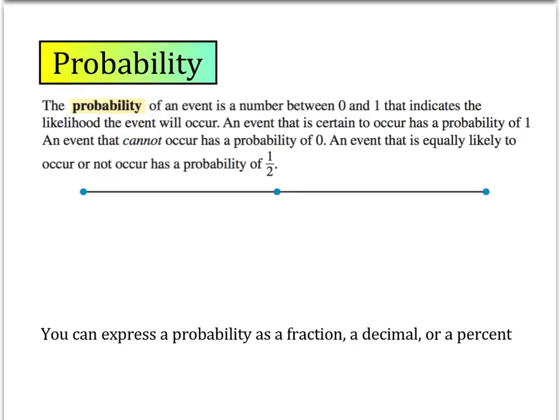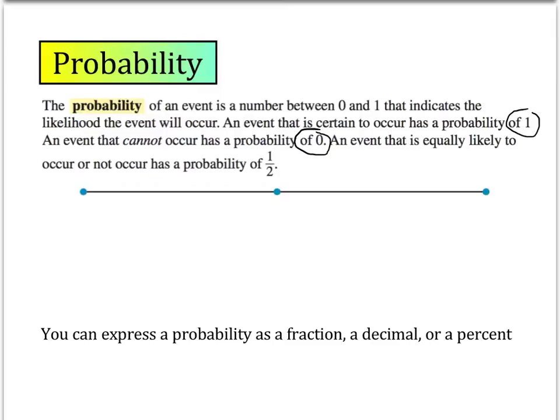In this section we're going to define the probability of an event as a number between 0 and 1 that indicates the likelihood that it will occur. So if an event will very much occur, we say that it has a probability of 1. If an event has no possibility of occurring at all, we say that it has a probability of 0. So an event that is equally likely to occur or not occur has a probability of 1/2.